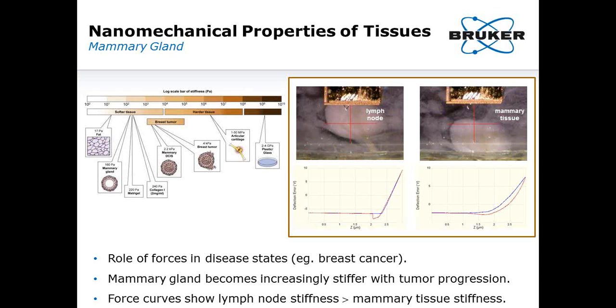As I mentioned previously, forces also play a role in disease states. For example, research has shown that in breast cancer, mammary gland tissue becomes increasingly stiffer during tumor progression. Here on the right, we have some force curve measurement data obtained on a healthy mammary gland. In the optical images, we can clearly see the AFM probe positioned over the lymph node or the surrounding mammary tissue. Force curves taken in these areas, shown underneath the optical images, reveal that the lymph node is much stiffer than the mammary tissue, as indicated by the higher slope of the curve.